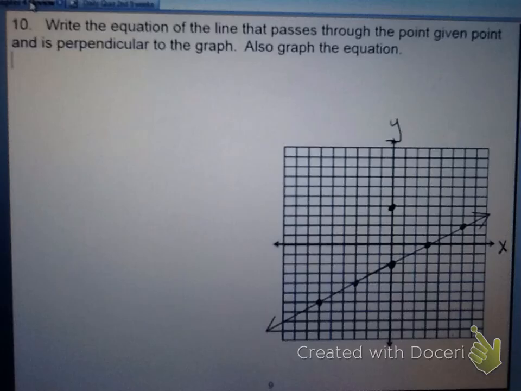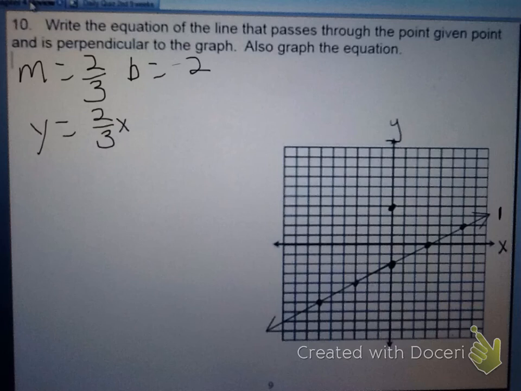Number 10, write the equation of the line that passes through the given point and is perpendicular to the graph. Okay, here again we have to look at this graph. What is the slope? The slope of this graph is 2/3, up 2/3. Now, it doesn't say to find the equation of that line. It says find the equation of the other one. But if you're not sure exactly which one they're asking, if you want to give the equation of both, that is fine. So the equation of this line, which I'm going to label as line 1, b is negative 2. So the equation is y equals 2/3 x minus 2.